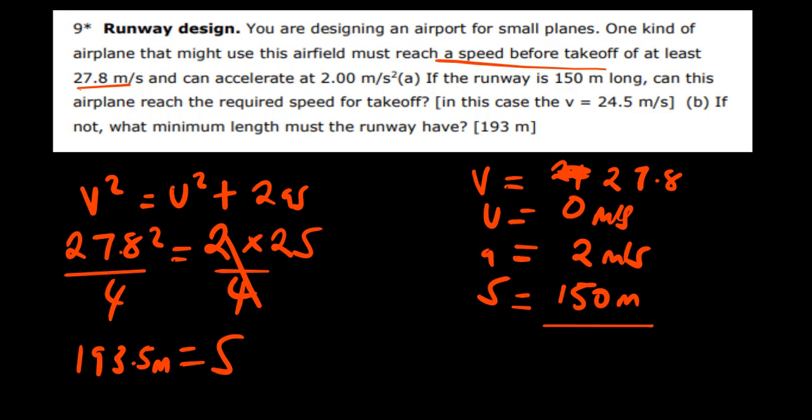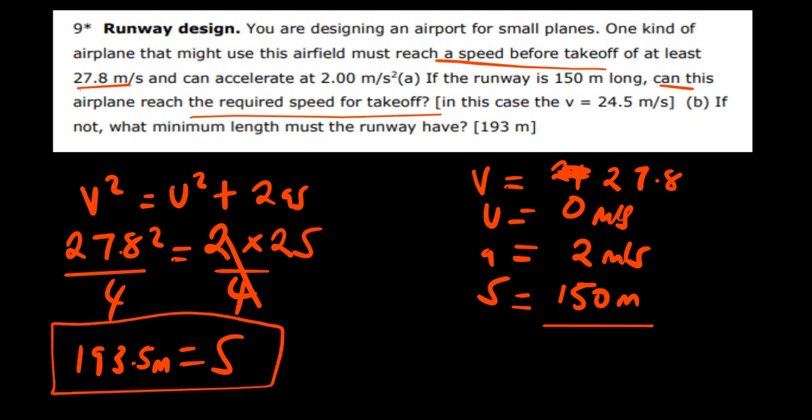So that's what the question is: can this aeroplane reach the required speed for takeoff? No, because it won't. Why? Because the distance that it is supposed to travel is 193, but you have a smaller runaway. So by the time it's supposed to take off, your runaway is already exhausted, so it means it won't take off. So that's what the first question is about.